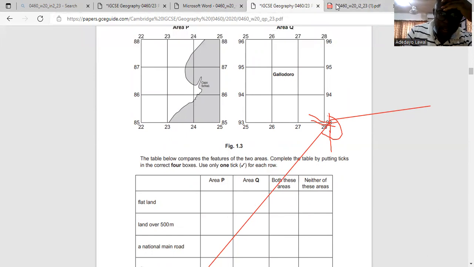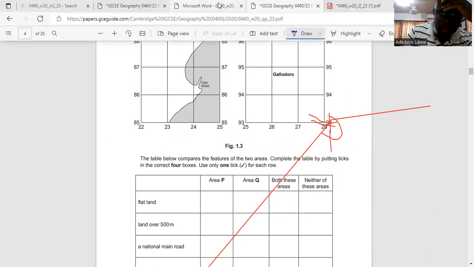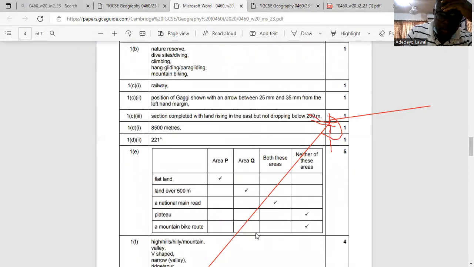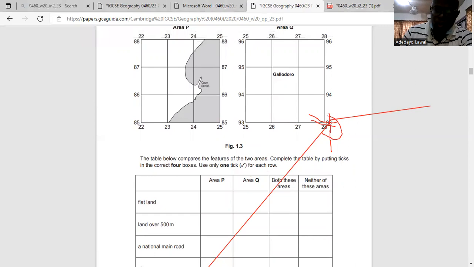let me check, you will see that in the answer, look at it. If you have it only in area P, you mark here. If you have it only in area Q, you mark here. If two of them have it, you mark here. And if neither of them have it, you mark here. So once you know how to do your grid, that will guide you. Okay.